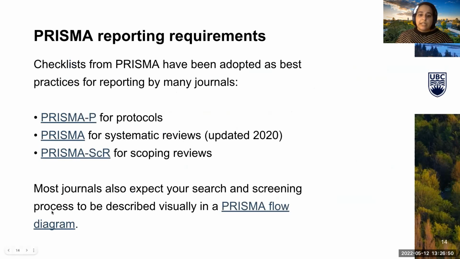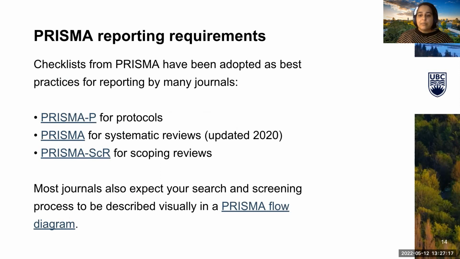Okay, so let's talk a little bit about PRISMA and PRISMA reporting requirements. PRISMA stands for the Preferred Reporting Items for Systematic Reviews and Meta-Analyses. It's essentially a checklist of what you want to include in your review. Checklists from PRISMA have been adopted as best practices for reporting by many journals, so these are great guidelines to use. There are different iterations.